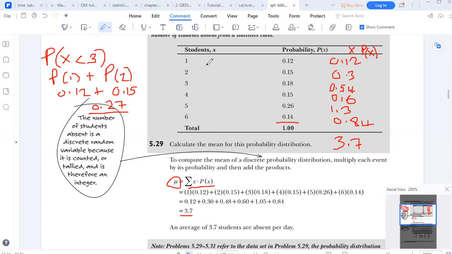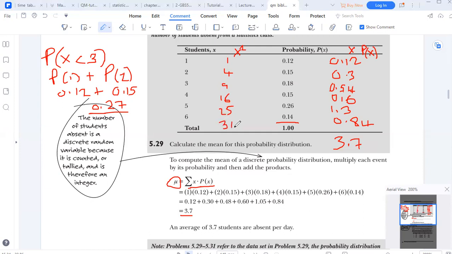If it's clear, we can proceed to calculating the variance. So you can see that I'm using 2 methods. You can choose whichever is simpler for you. So x squared, I'm squaring this. So 1 squared, 1, 2 squared, 4, then 9, then 16, then 25, then 36.